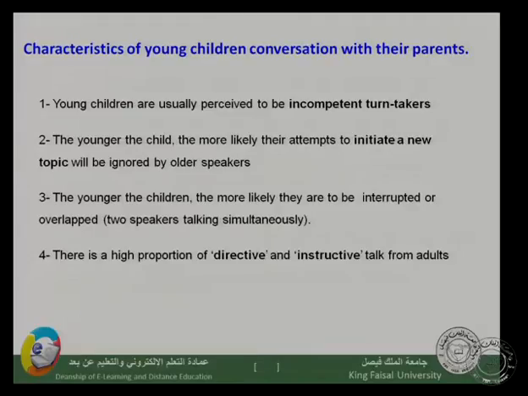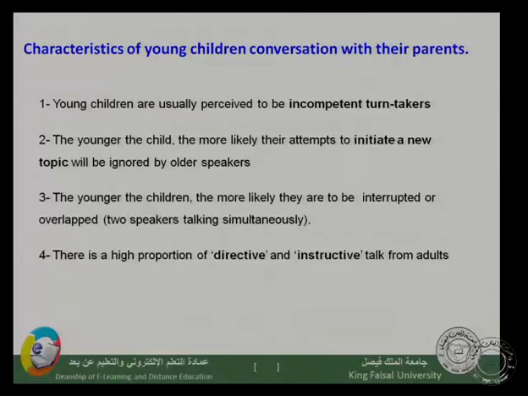The younger the children, the more likely they are to be interrupted or overlapped. So again, in a conversation between parents and children, if the child is under 5 or even 3 or 4 years old, where he has recently started to use one word and one sentence and to involve himself in conversation, usually the younger he is, the more he is interrupted, or the more his sentences are overlapped, where the parents can talk ignoring what he said, or they talk at the same time he talks, where in fact they are ignoring the topics that he initiates.